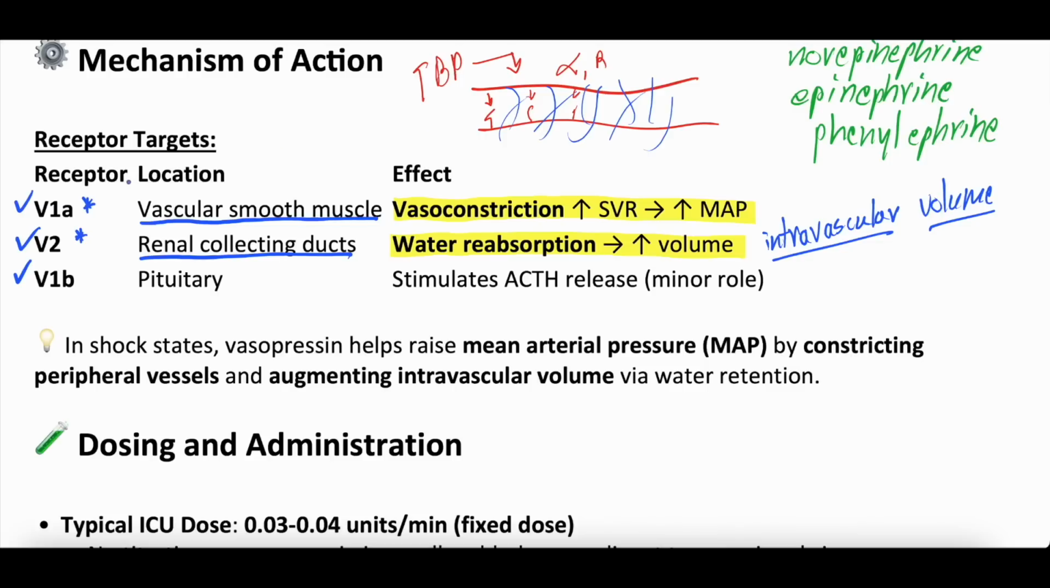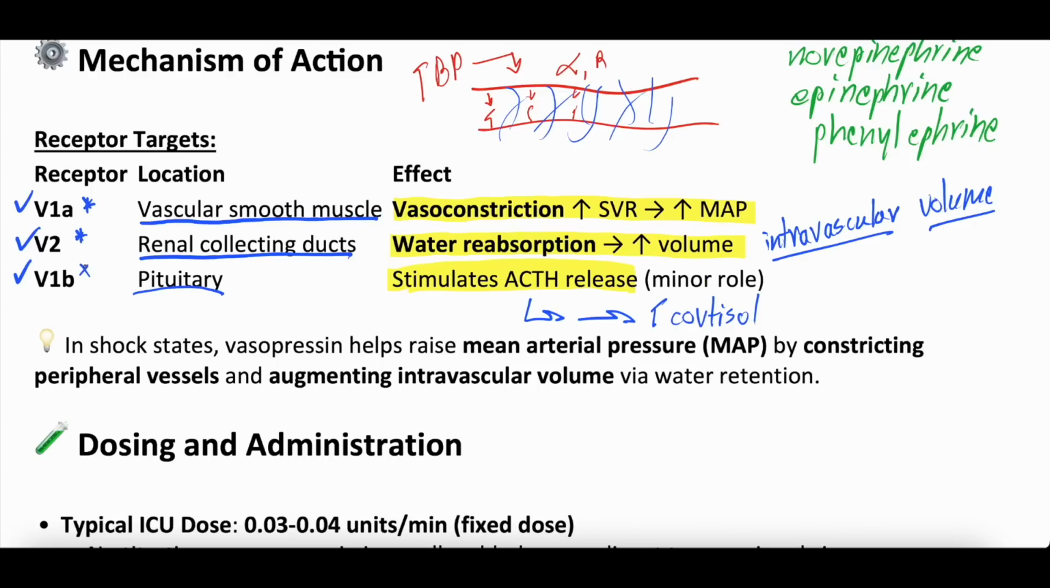The primary mechanism is this V1A receptor that leads to vasoconstriction. There is then a third, even more minor mechanism. That's the V1B receptor. This is in the pituitary gland, and it actually stimulates ACTH release. And ACTH, for those of you unfamiliar, is a hormone that downstream increases the secretion of cortisol, a steroid hormone. Again, this is a minor role, but vasopressin does do that as well.